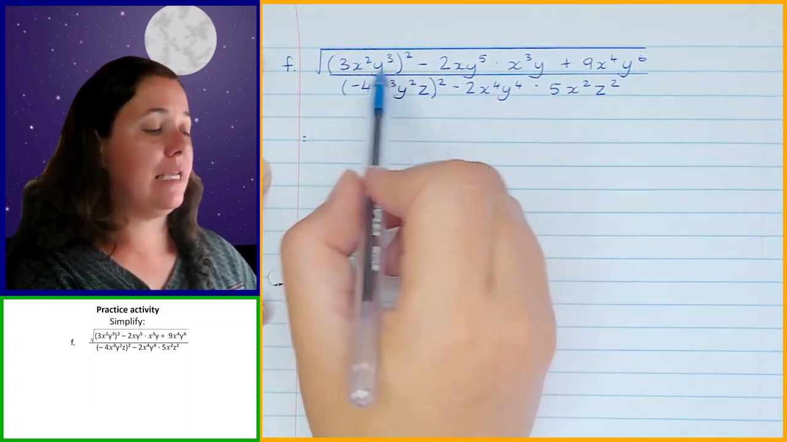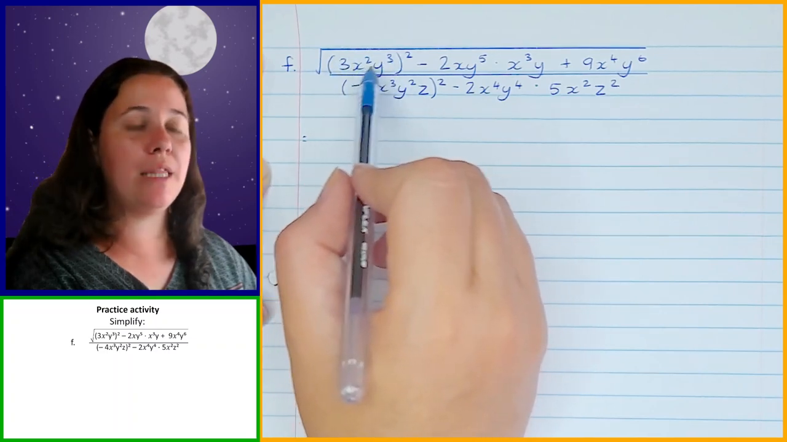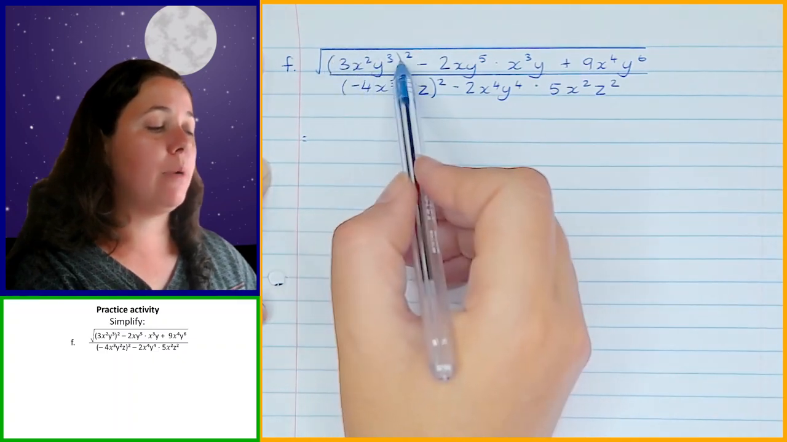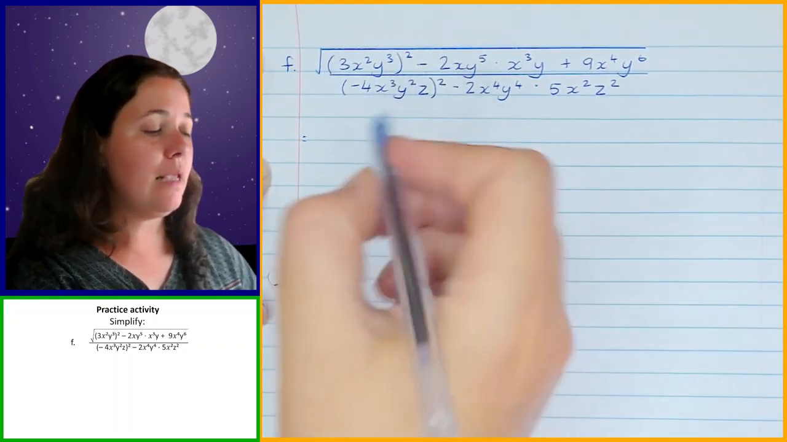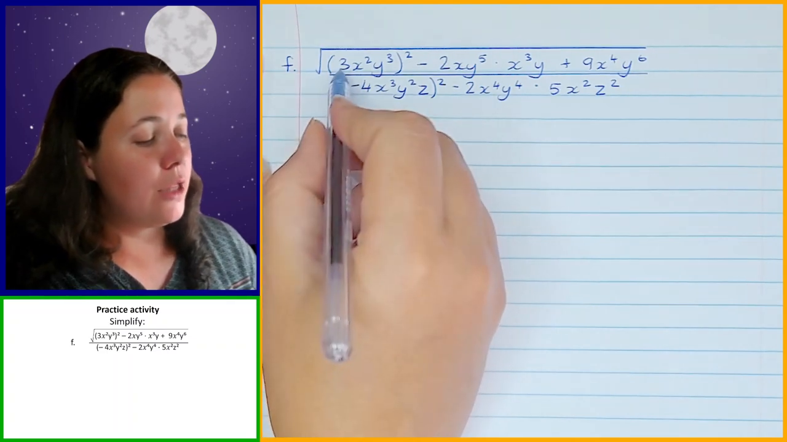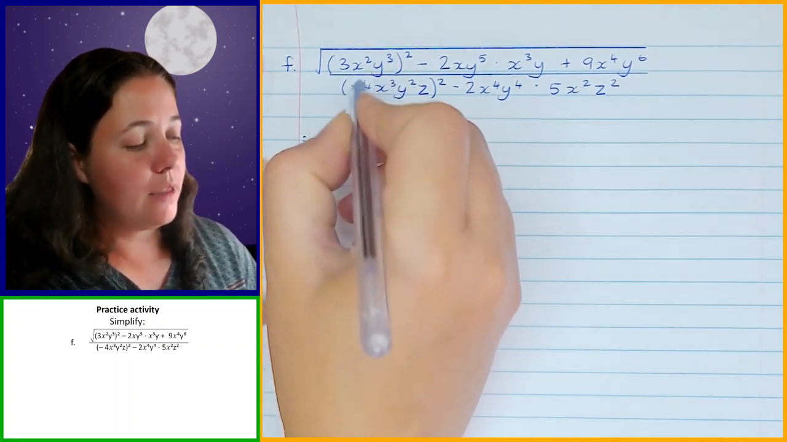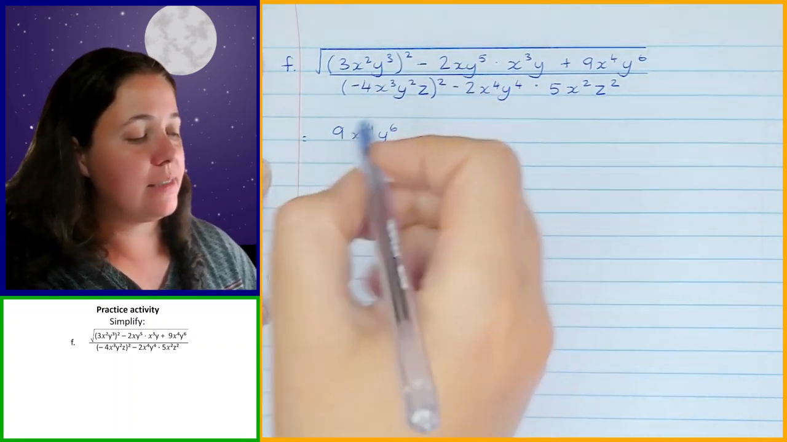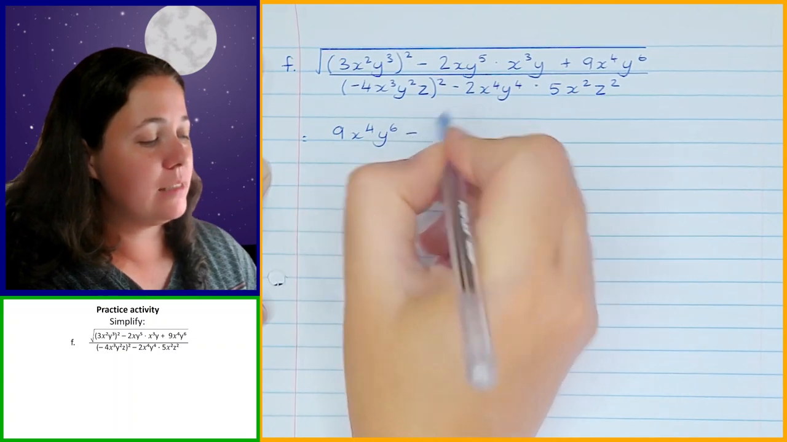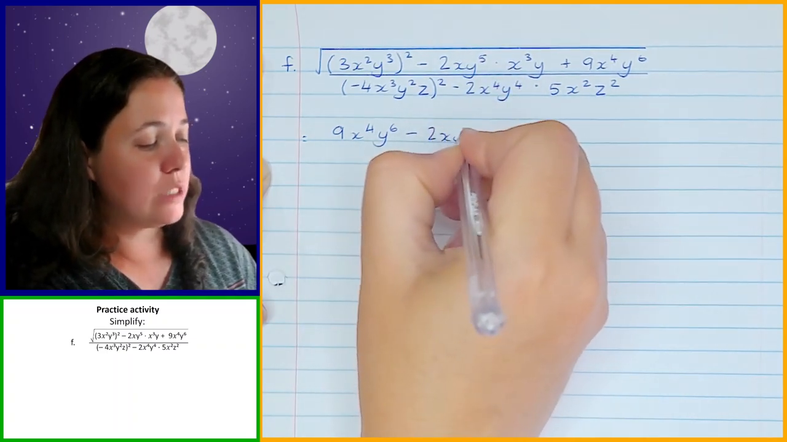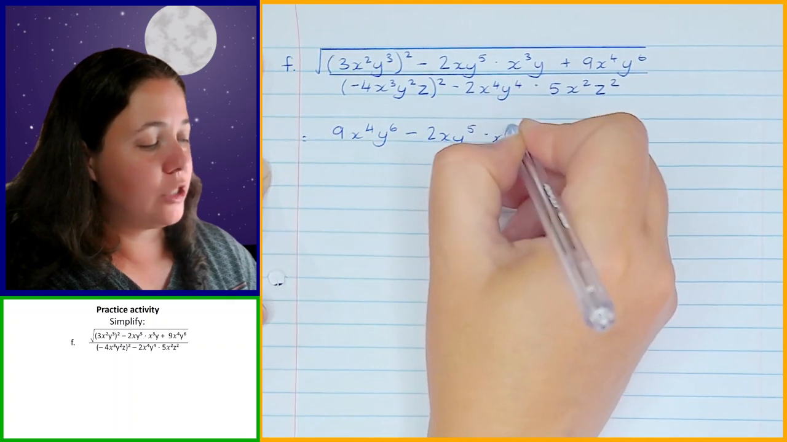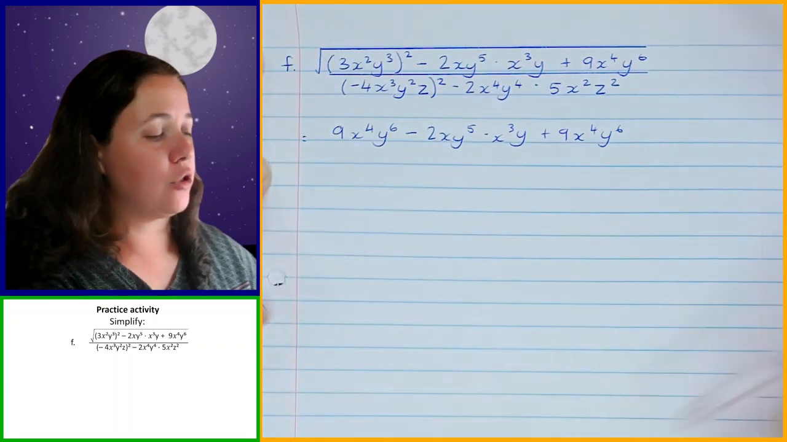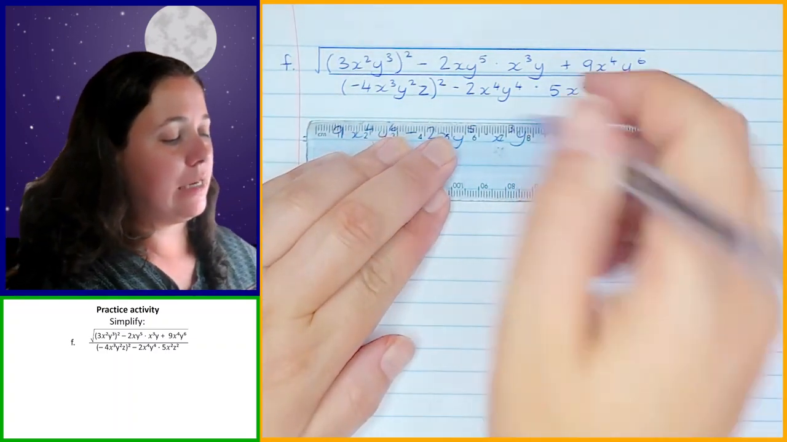So inside here, I have got a set of brackets, but I can't do anything with it. There's no pluses or minuses or anything that I need to do in there. So I'm now going to go onto my exponents over there. And that's going to give me 3 squared is 9. X squared squared is x to the power of 4. Y cubed squared is y to the power of 6. Okay, then I've got minus 2xy to the power of 5 times x cubed y, plus 9x to the power of 4y to the power of 6.